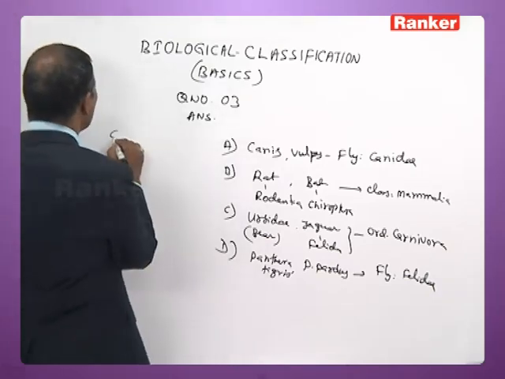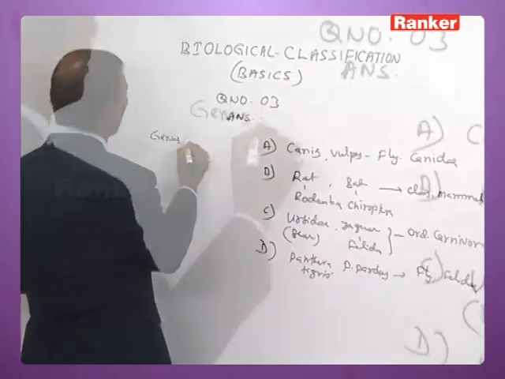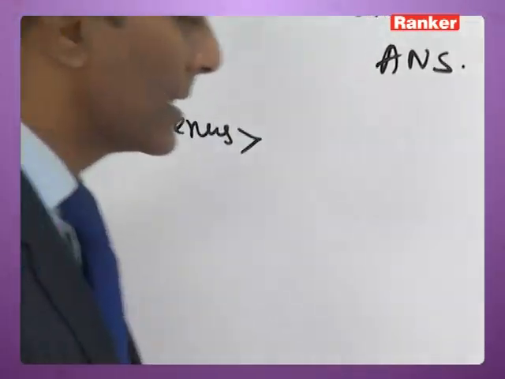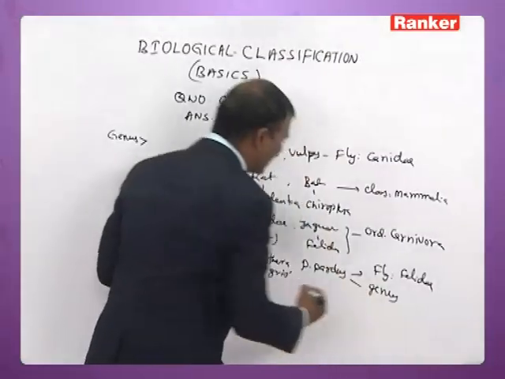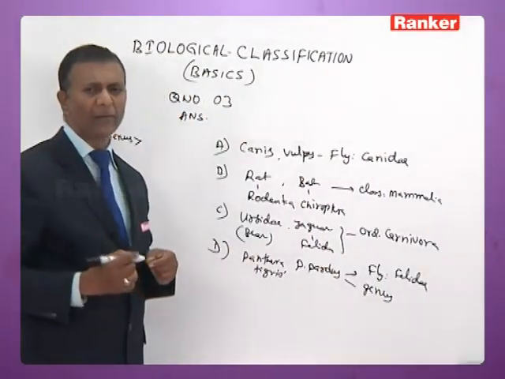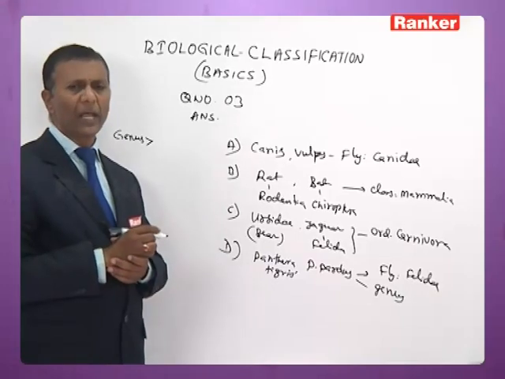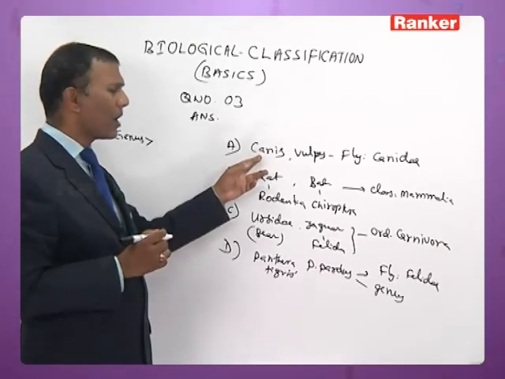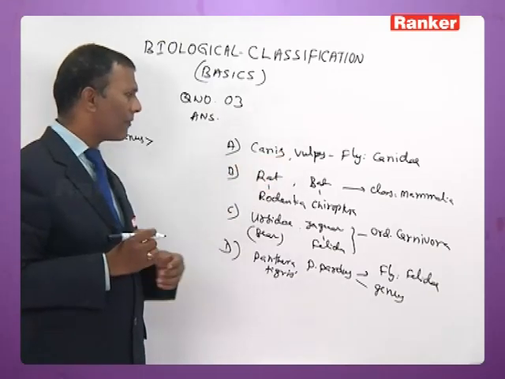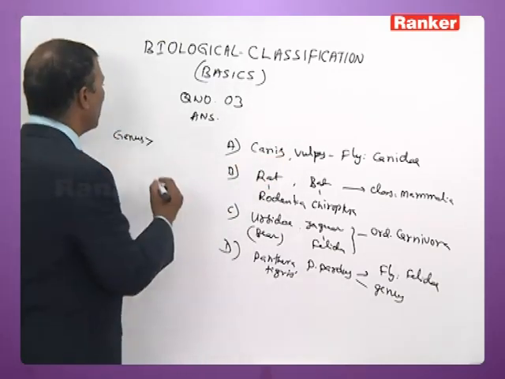So the first one is the genus here. Both of them belong to the same genus. Family Felidae, and the genus is the same in this. Then next you have option A: dog and fox. The scientific name of dog is Canis, and the scientific name of fox is Vulpes. So both of them belong to the same family.